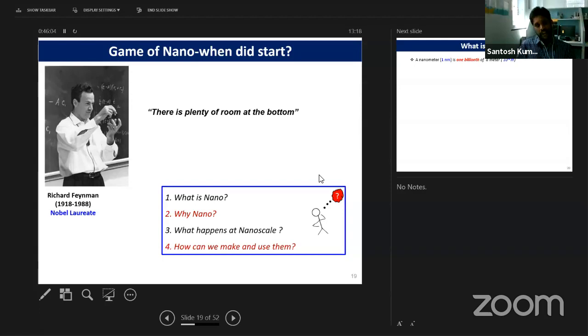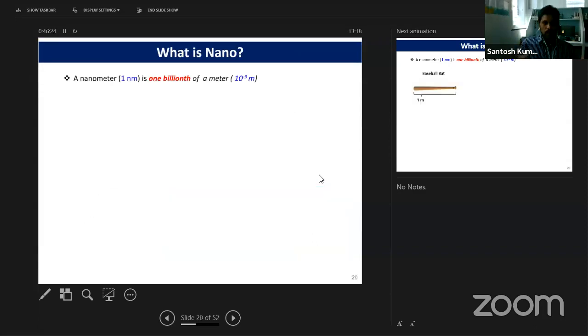After this great talk, many people like me were inspired by him and started digging into nano, basically looking at the atomic and molecular level, right? That's great. But why do we need to look at that atomic or molecular level? Why do we want to make things complex? But before that, let me simply define what is nano.